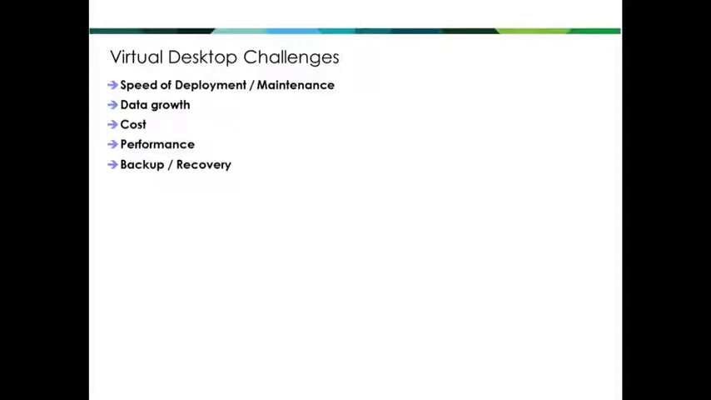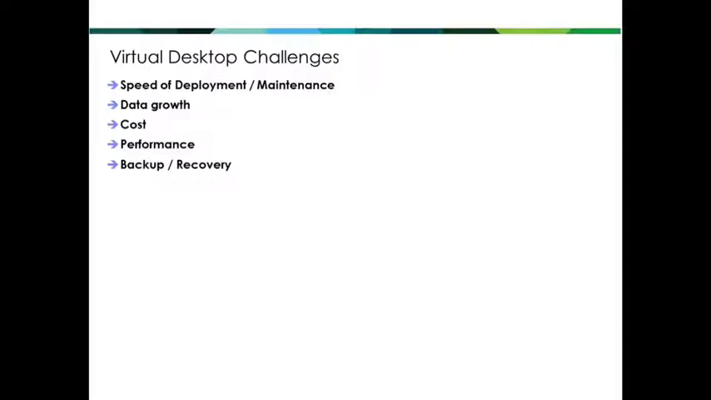We do a thing called recompose in the View world. And a recompose is when you update an image, take a snapshot, and then deploy it out to your virtual desktop fleet. Now, that's really I/O intensive because you're writing out all this data, even if you're using linked clones. So that's one challenge, because that can actually bring your array to its knees, depending on how big it is.